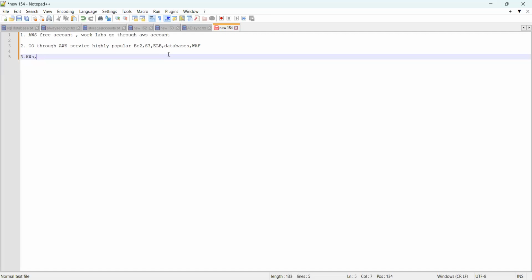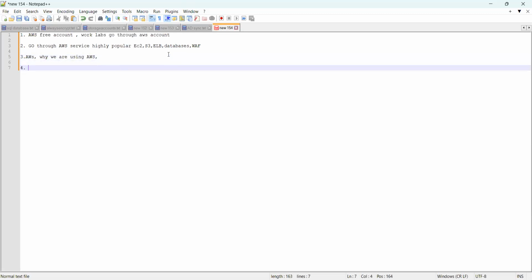What is AWS and why are we using AWS, and not only AWS, any public cloud for that matter, and what are the various services being offered. Another thing you need to understand is what cloud computing is. That is the first and foremost thing. I will touch upon all these points, but my sincere request is that you go through these simple things and understand why we are using cloud computing.